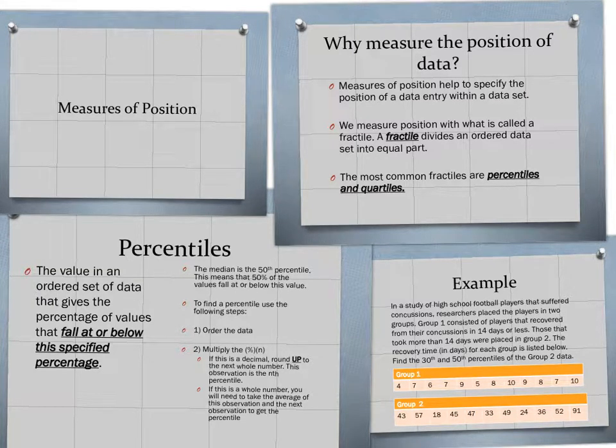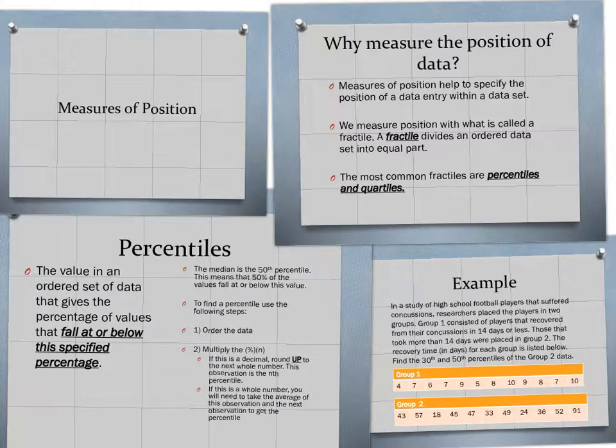In this video, we'll talk about measures of position. Measures of position help to specify the position of a data entry within a set. Generally, we have to order the data set, and then we'll look at the position of each value in the data set. We do this through what we call fractiles, and fractiles divide an ordered data set into even parts. The most common fractiles are percentiles, which divide it into 100 parts, and quartiles, which divide it into 4 parts, quartiles meaning 4.